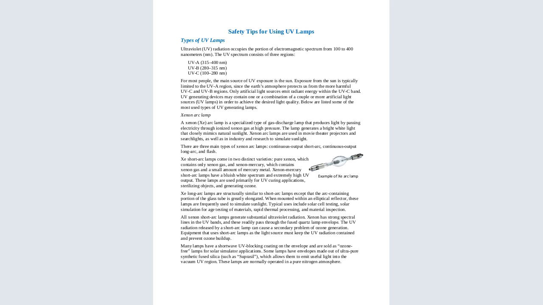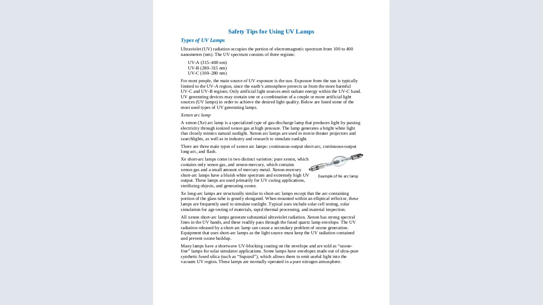I want to start with an example like the xenon arc lamp. A xenon arc lamp is a specialized type of gas discharge lamp that produces light by passing electricity through ionized xenon gas at high pressure. The lamp generates a bright white light that closely mimics natural sunlight. Xenon arc lamps are used in movie theater projections and searchlights, as well as in industry for research and to simulate sunlight. So these are special kinds of lamps.